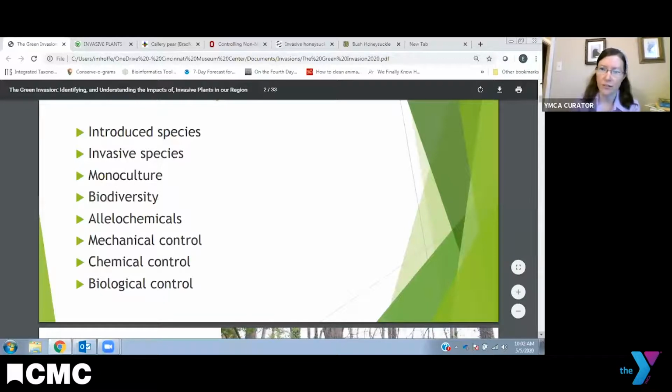Okay, the next term that we need to know is monoculture. This is important for invasive plants. They have a tendency to take over an area of land so much that they are the only species that is actually able to survive there, or one of very few. That is in conflict with biodiversity, of course, which is having more species in a given area.